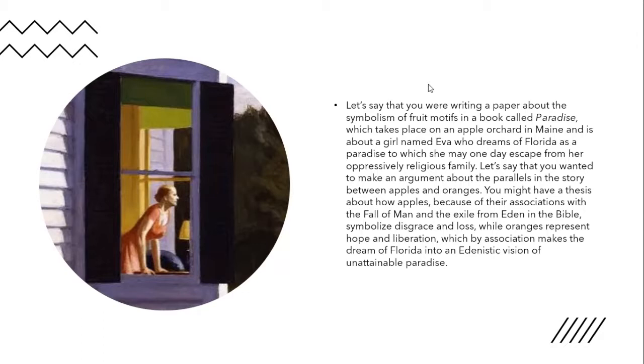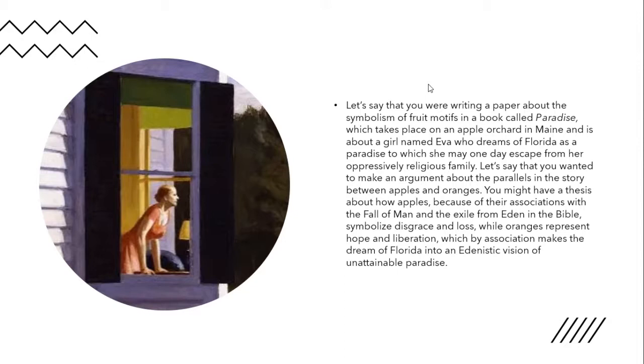Let's say that you were writing a paper about the symbolism of fruit motifs in a book called Paradise, which takes place on an apple orchard in Maine, and is about a girl named Eva who dreams of Florida as a paradise to which she may one day escape from her oppressively religious family. Let's say that you wanted to make an argument about the parallels in the story between apples and oranges. Sound familiar? You might have a thesis about how apples, because of their associations with the fall of man and the exile from Eden in the Bible, symbolize disgrace and loss, while oranges represent hope and liberation, which by association makes the dream of Florida into an Edenistic vision of unattainable paradise.